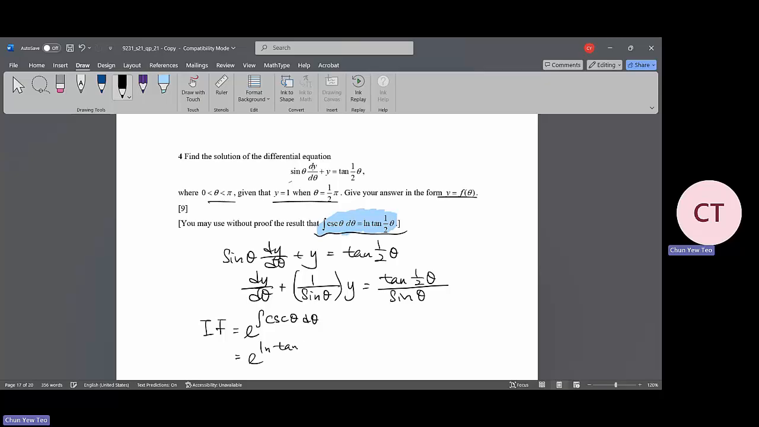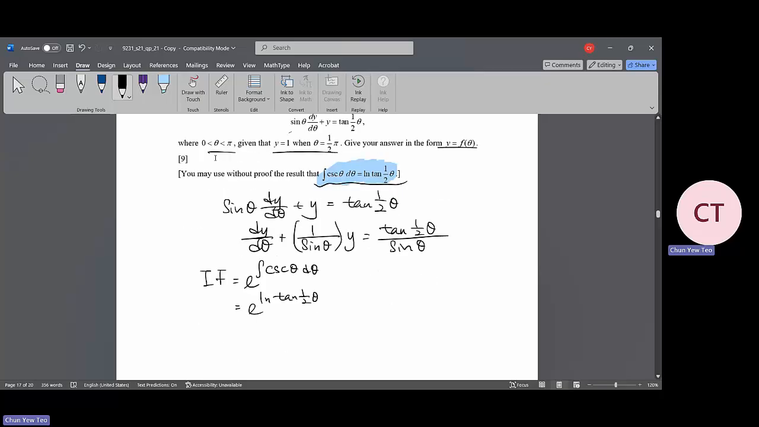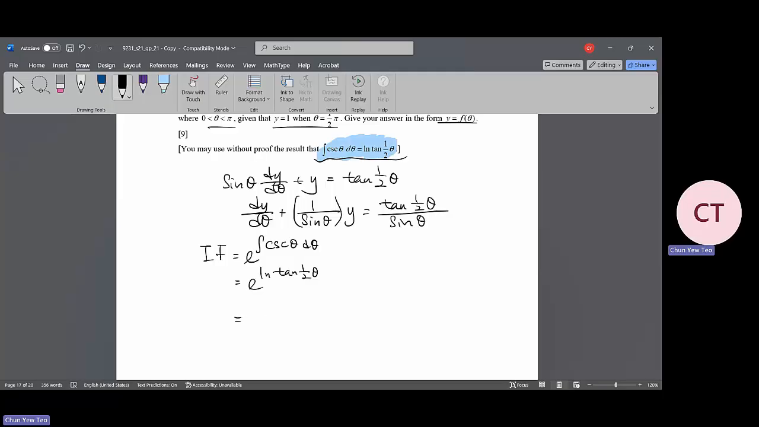Then according to the index laws, e to the power of ln of anything will be equal to the function itself. So we will be using this formula and we will get the answer of the IF as tangent half theta. So now we take this whole thing over here, we multiply them by the IF. So you will get tangent half theta plus tangent half theta dy d theta, sorry.